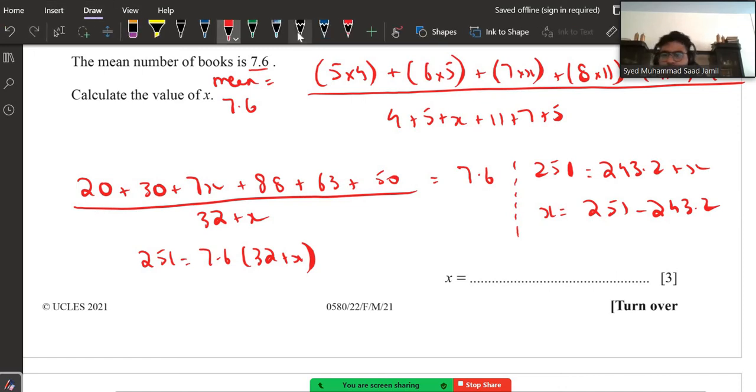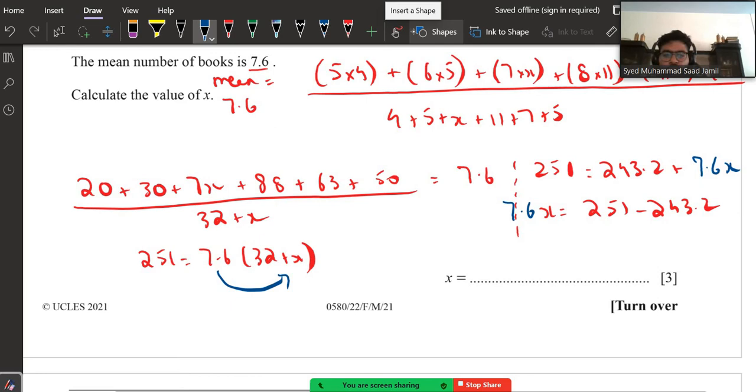Acha, I made a silly error over here. It's going to be 7.6x, because 7.6 is multiplied with x as well. So it's going to be 7.6x, remember that. So basically 7.6x is equal to 251 minus 243.2. This is going to be 7.6x is equal to 7.8. 251 minus 243.2 is 7.8. x is equal to 7.8 divided by 7.6.